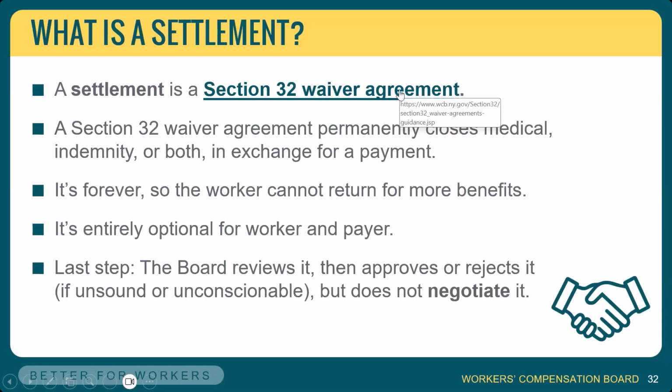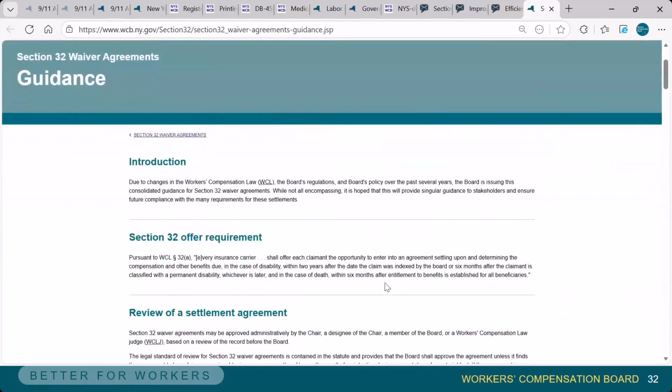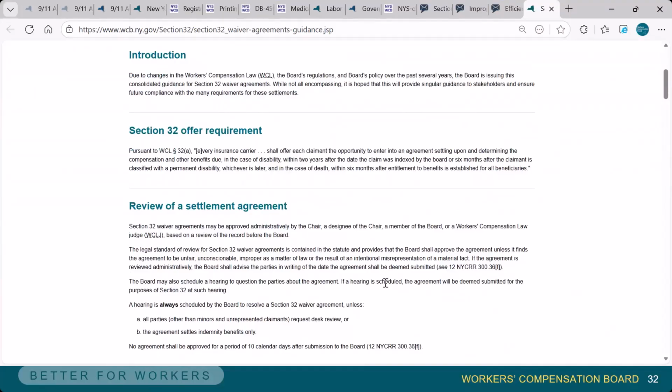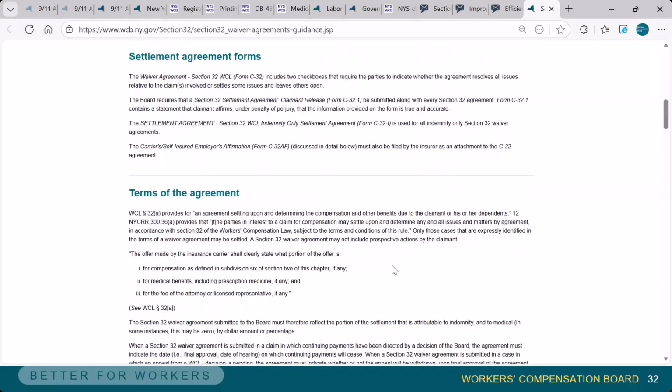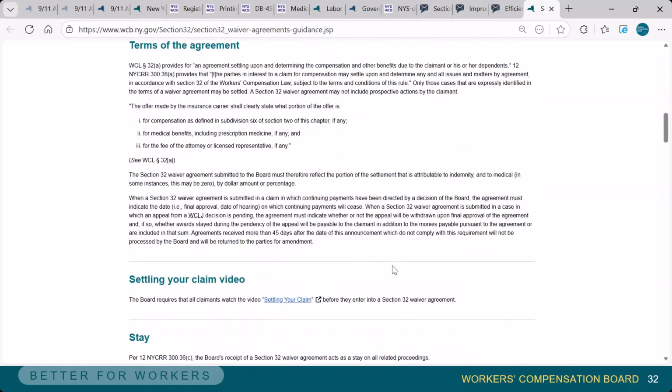Now, let's talk about our last major topic. What's a settlement? A settlement is a term I hear workers using more and more frequently, and they're using it incorrectly. There's only one thing that is a settlement in this system, and that is a Section 32 waiver agreement. This is the website where we explain the Section 32 waiver agreement. It's an agreement between the worker and the payer to close the medical or close the indemnity or close them both permanently in exchange for payment today. And that's what makes it a settlement, because we agreed this is what we're doing and we're done.